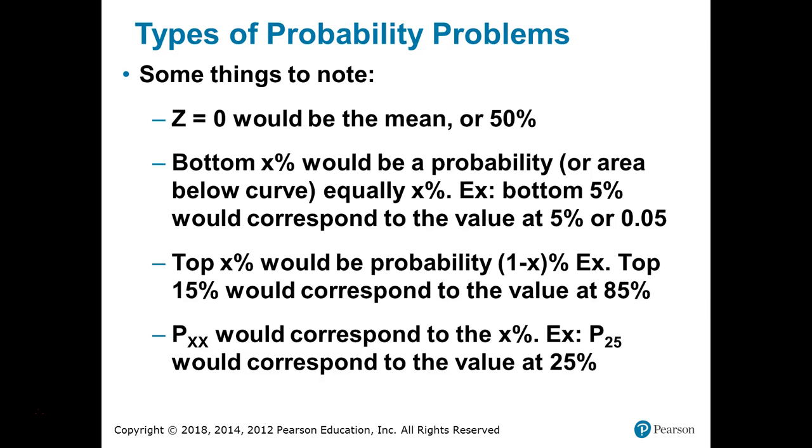So some things to note: when z equals 0, that will be the mean, right in the middle, or 50%. The bottom x% would be a probability, or area below the curve. So a bottom value of 5% would correspond to 0.05. The top will be the probability 1 minus x%, so for example 85. And then P(xx) would correspond to the x percentage. So for example, P(25) would correspond to the value at 25%.